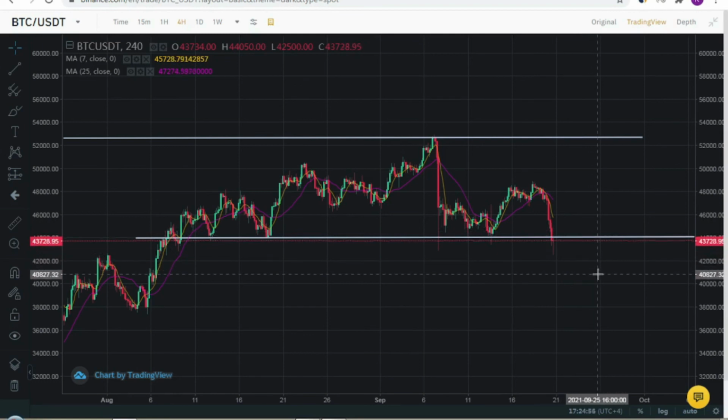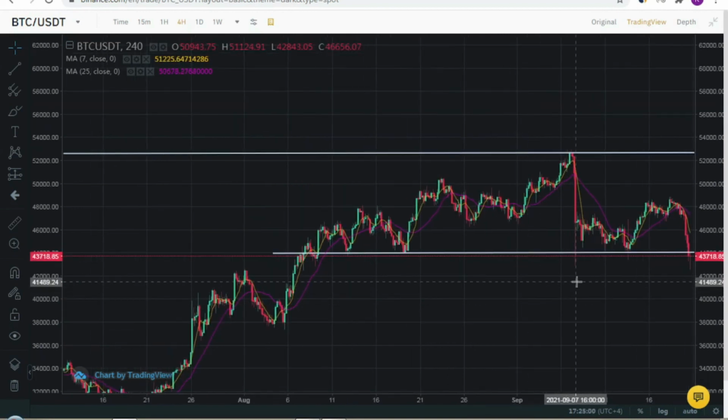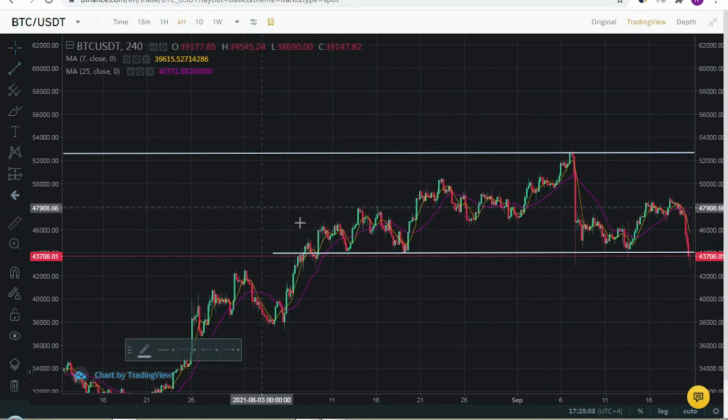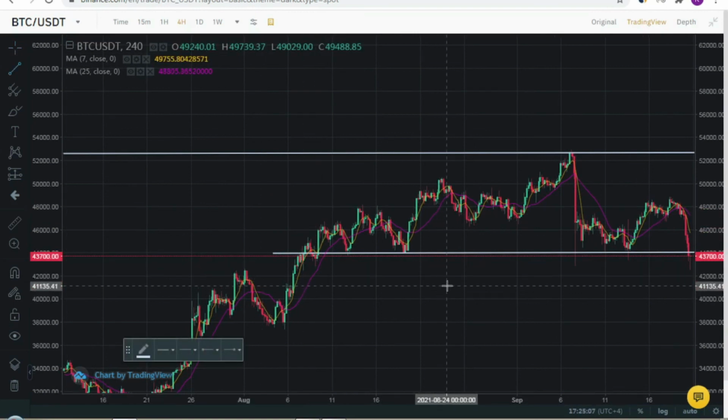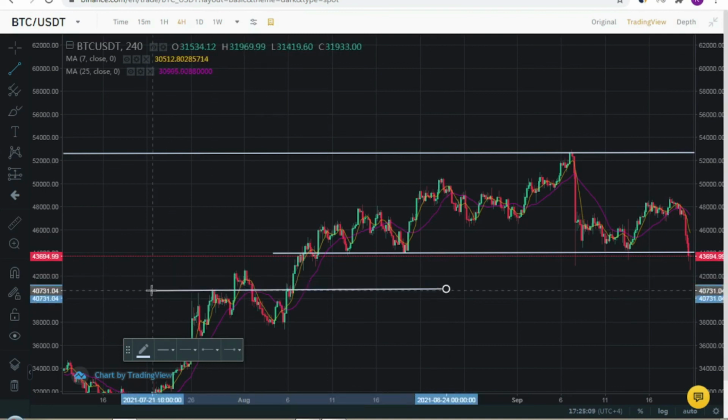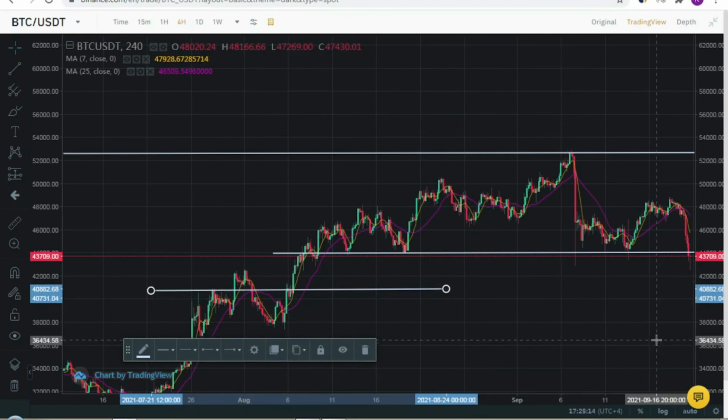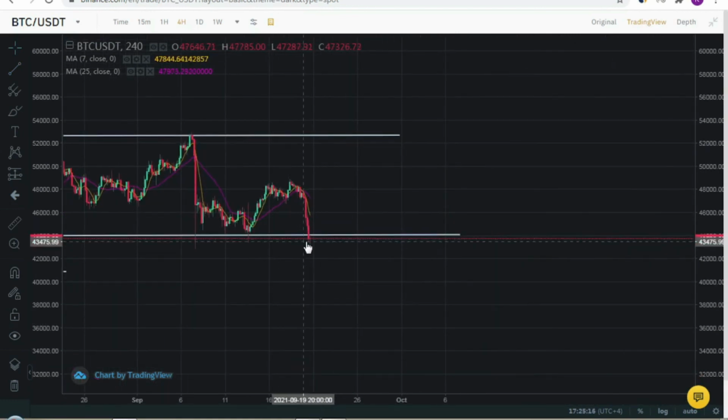But if we close below, we could see 41 or 40,000 Bitcoin, because 40,000 Bitcoin is a very strong zone of resistance if we look at it from here. If we take the line from here, yeah, so this will give it $40,000 Bitcoin, $40,800. So if it closes below here, we know we are headed for the downside. And so let's just see how it will turn out tomorrow.